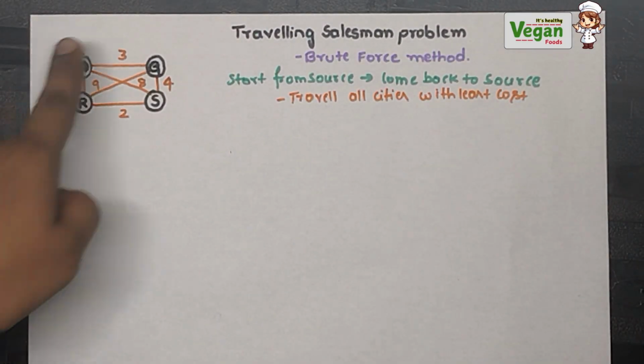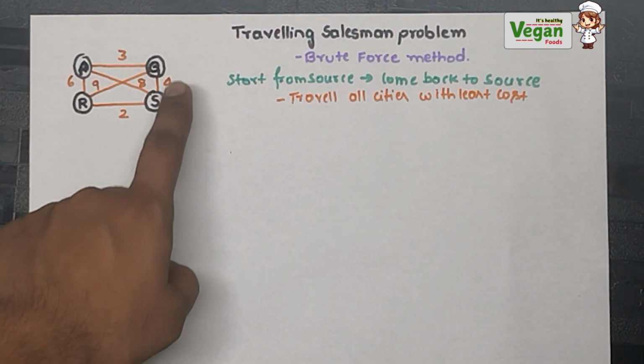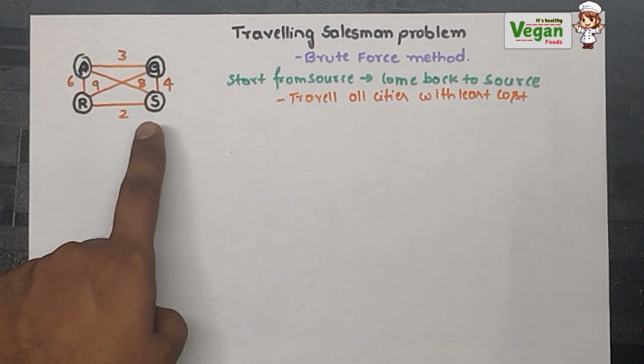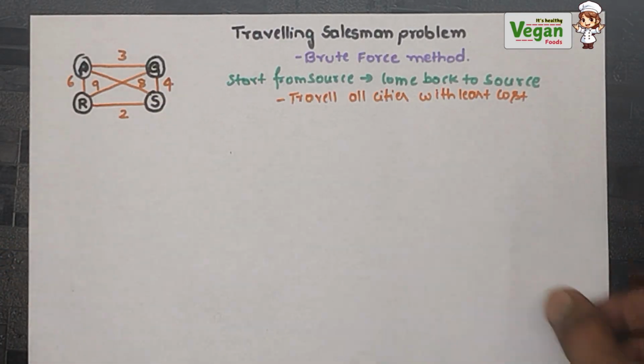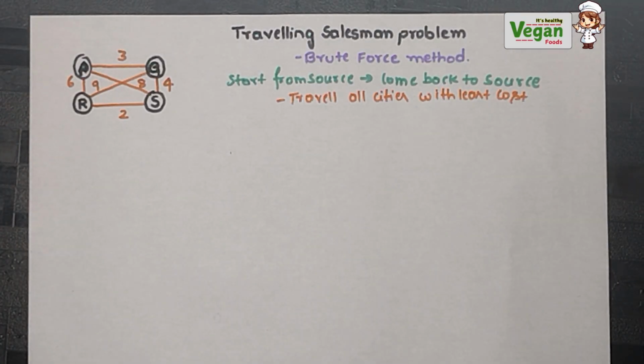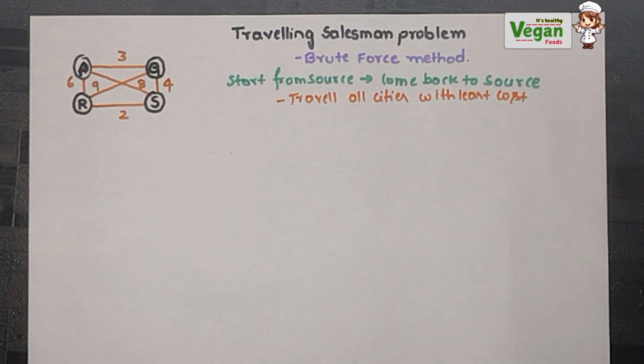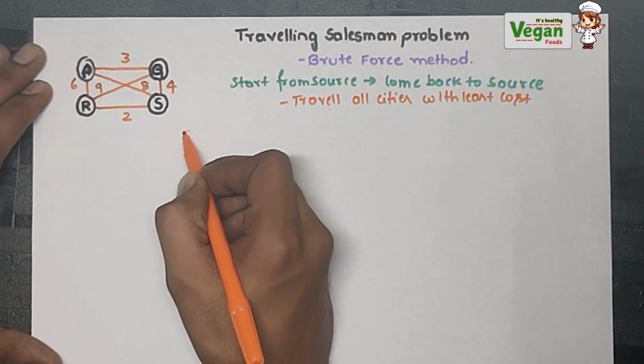For example, if he starts at P, he must go to all other cities, that is Q, R and S, and return back to his source city, that is P, with the least cost. That is, he must travel to all the other three and come back to his source with the least cost. So how? Let's find out. First, to solve using the brute force method, draw the matrix.